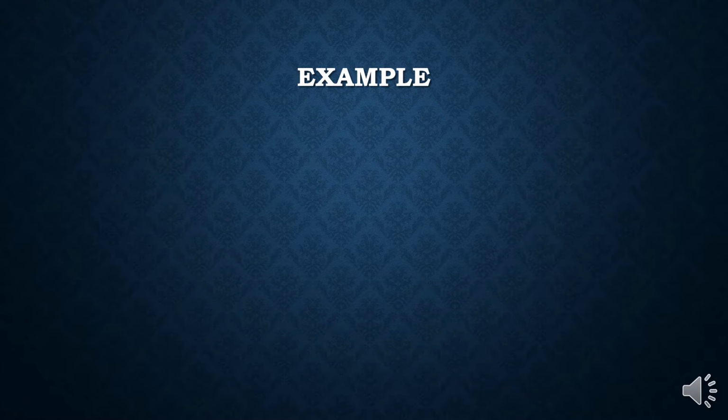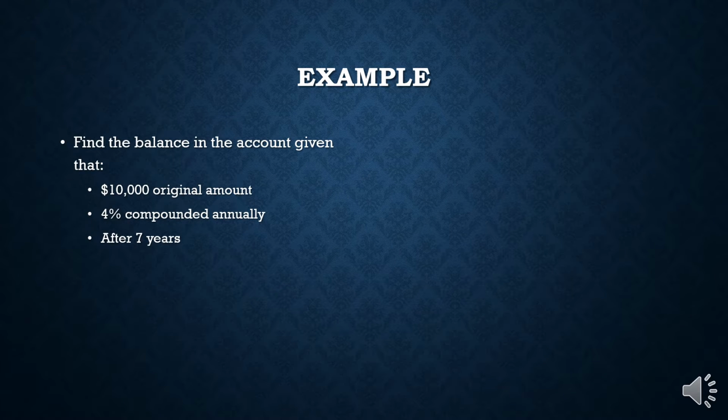Let's take a look at an example. Find the balance in the account given that $10,000 is the original amount. It's compounded 4% annually after 7 years. Pause the video at this point to give yourself a chance to do it on your own.